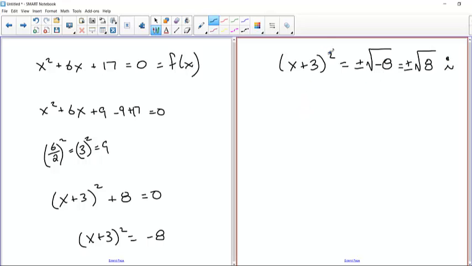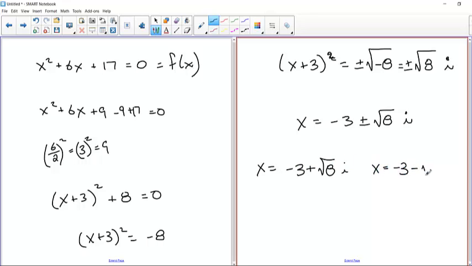And I just realized I took the square root here. So, okay, we took the square root. So the left-hand side just becomes x plus 3. And then to solve for x, we're going to subtract 3 from both sides. So we'll end up with negative 3 plus or minus the square root of 8 times i. So that's our complex solution. So there's two complex solutions. There's x equals negative 3 plus the square root of 8 i, and x equals negative 3 minus the square root of 8 i.